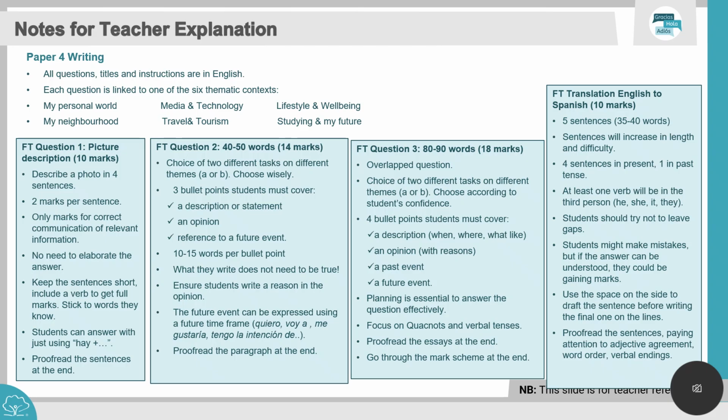On this part, you can see as well what is required for each question. You can pause this video here if you want to have a closer look at what is required for each of the 4 questions. What is important to remember is that the whole paper is based on the same topics you have covered for your speaking exam and throughout your GCSE Spanish course.